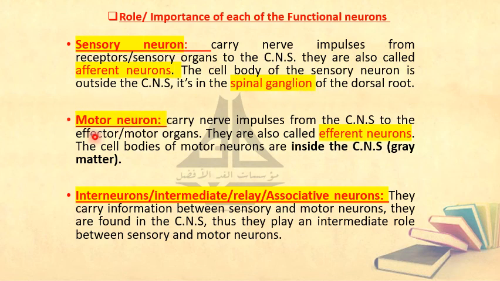And with respect to the motor neuron, it carries nerve impulses from the CNS, central nervous system, which might be the brain or the spinal cord, to the effector or motor organs. They are also called efferent neurons, and the cell bodies of the motor neurons are inside the central nervous system, where we find them in the gray matter. And with respect to the interneuron or intermediate or relay or associative neuron, it carries information between sensory and motor neurons, and they are found in the central nervous system. They play an intermediate role between the sensory and the motor neuron.